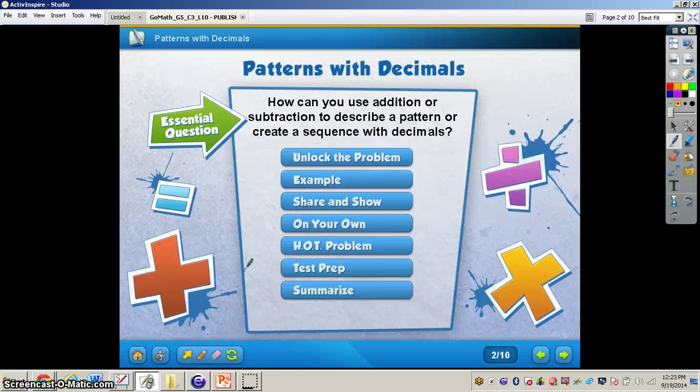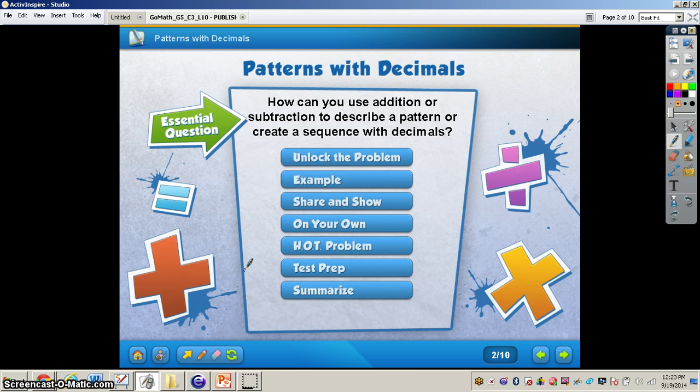In this video, we are going to be taking a look at patterns with decimals. Now, the key essential question for this video is how can you use addition or subtraction to describe a pattern or create a sequence with decimals.